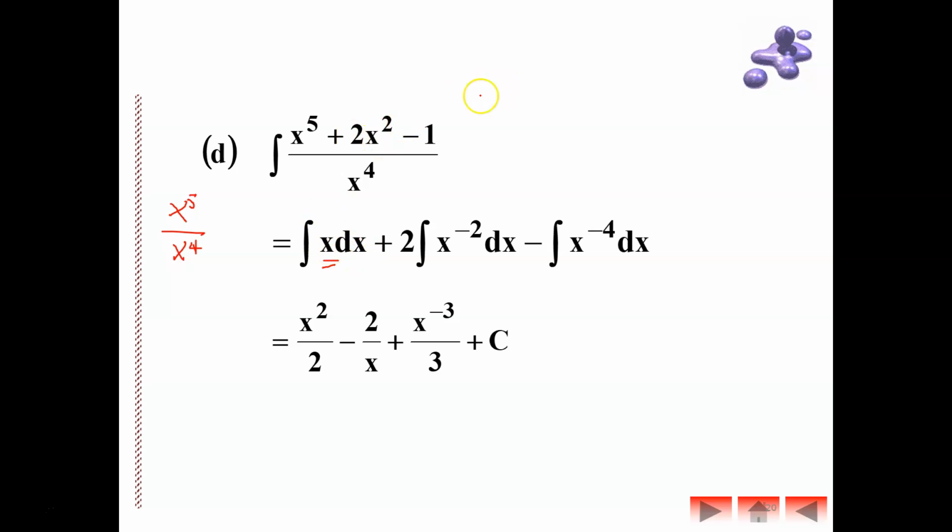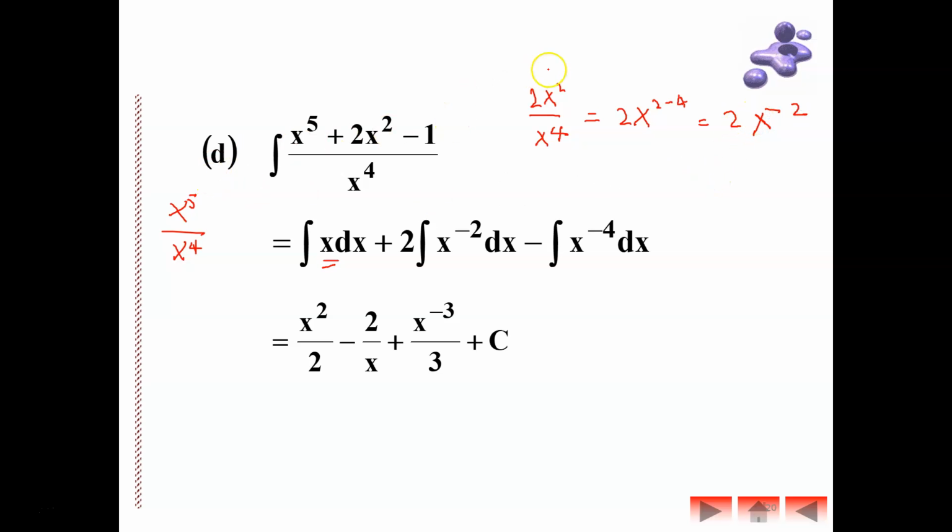Okay, then again, you have 2x squared minus x to the power of 4. So how do we divide it? The 2 remains. The x becomes 2 minus 4. It becomes like that. Okay, so you will get 2x to the power of negative 2. Okay, sorry.